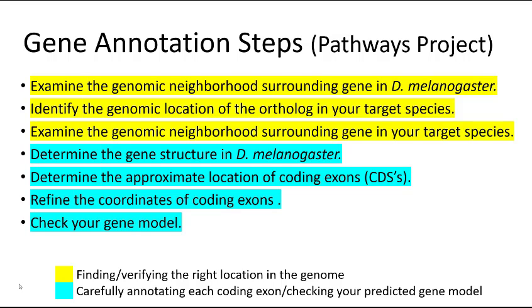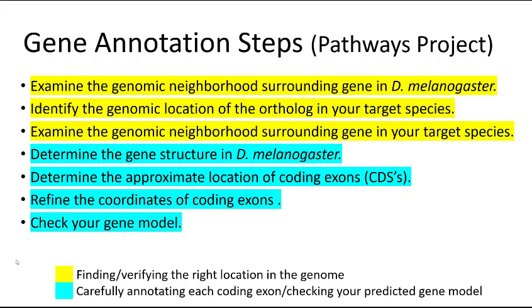In this video, I will go over the main steps, the big picture steps of how to annotate genes in the Pathways project for the Genomics Education Partnership. I want to highlight that there are actually 7 steps, and the first 3 steps that I've highlighted in yellow here are going to be done for you by independent study students. The last 4 steps are the ones that we'll go over in this video.